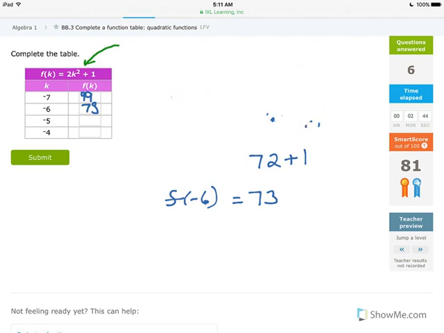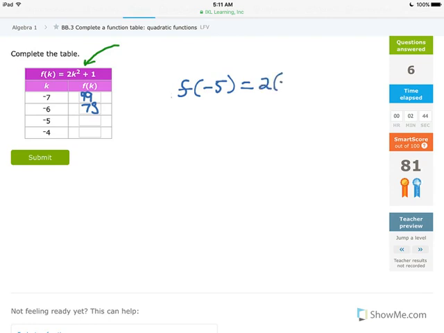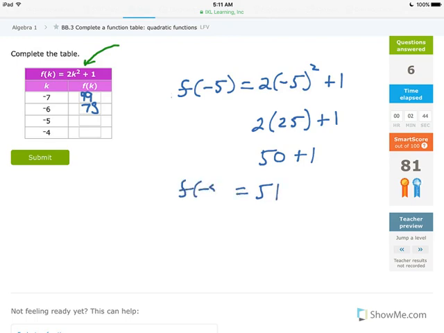And the next input, negative 5. So it's going to be 2 times negative 5 squared plus 1. Negative 5 times negative 5 is 25, so we have 2 times 25 plus 1. 25 times 2 is 50, plus 1 more is 51. So we have an output of 51.